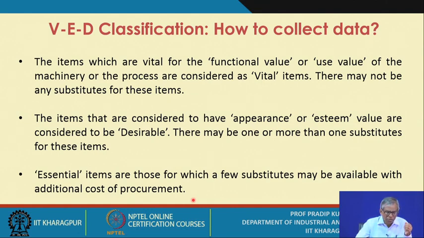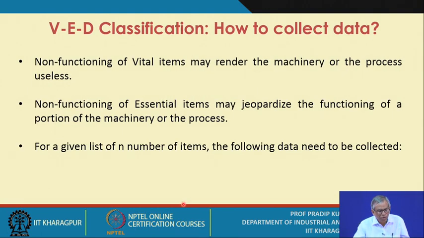Whereas if it is a desirable one, that means the overall function of the performance is not affected, but maybe it is not performing well, or in future there could be some problems. So immediately you can have a substitute, but later the substitute should be changed with the original one. So these are the 3 types of classifications.